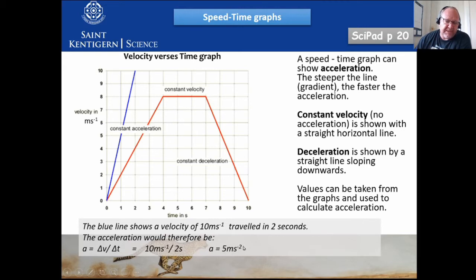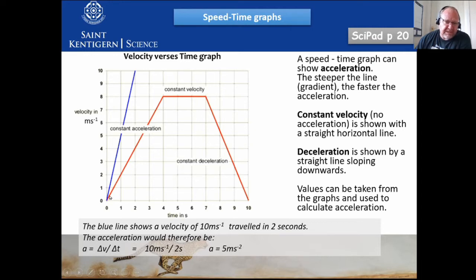which is 5 meters per second minus 2, or squared. Remember that minus simply means that the second is under. So what does it mean? Meters per second, every second. So I'm going faster, accelerating by 5 meters per second every second.